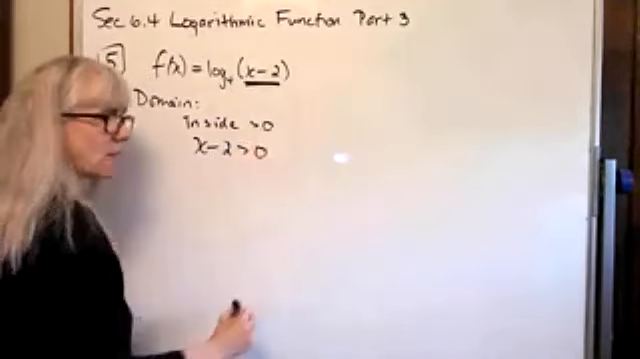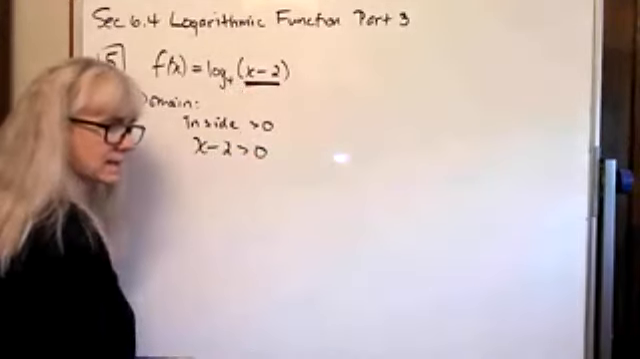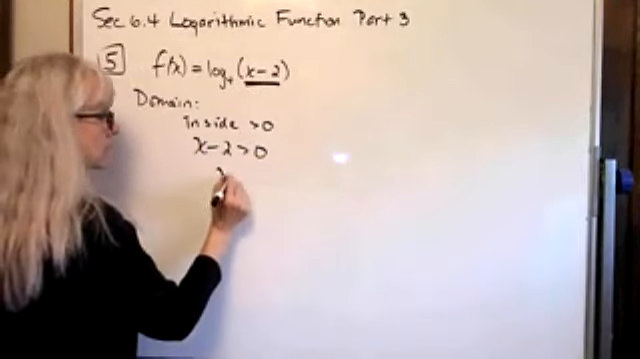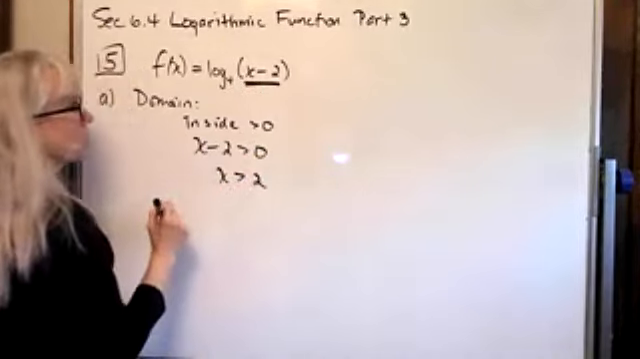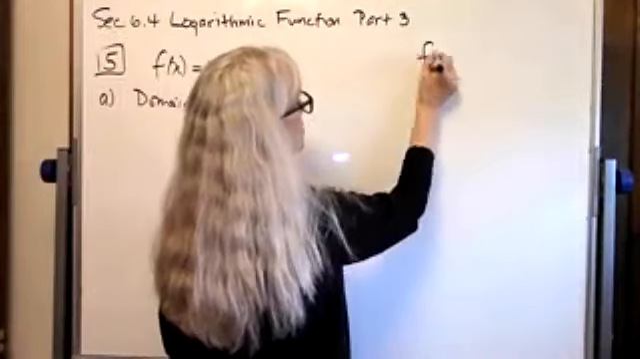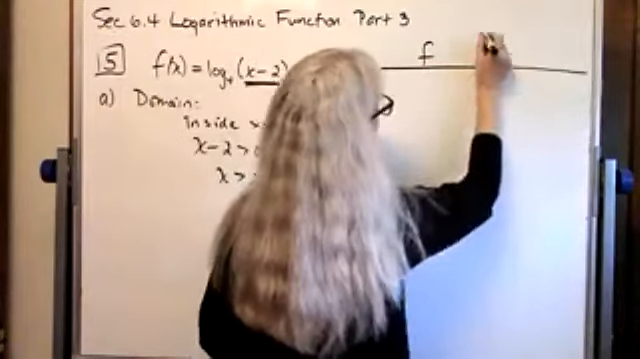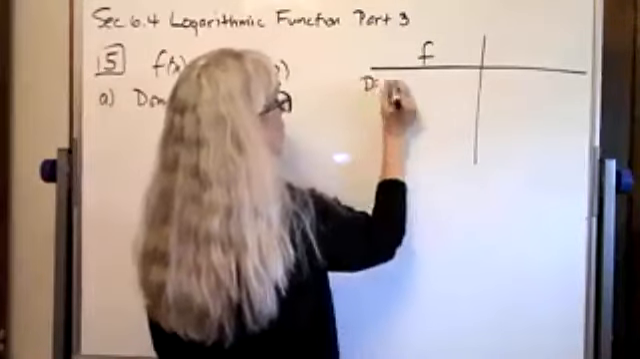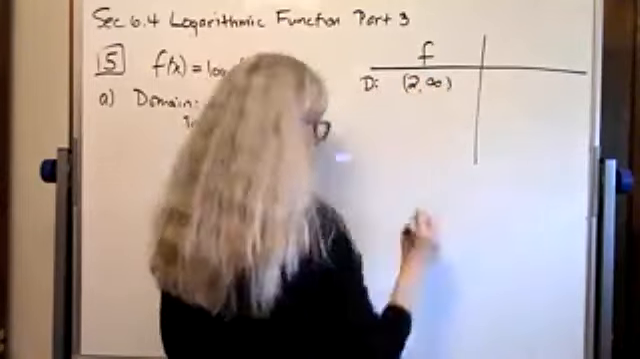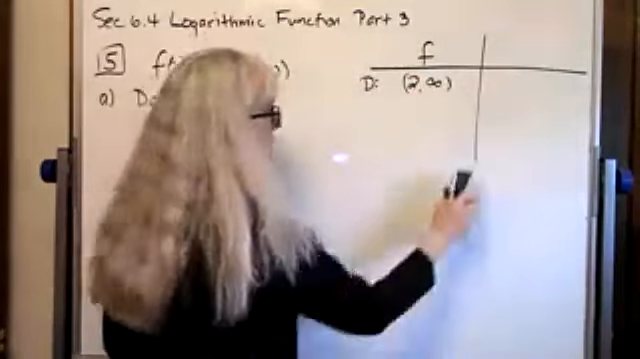Because think about the graph we just graphed. It goes towards that axis, right? We just need to know what we've done in terms of shifting. So we can see that x is going to be greater than 2. So our domain for this function, and because I'm going to need them eventually, I'm going to start making my little chart over here. So for the original function, our domain is going to be from 2 to infinity. Okay, so we found the domain.